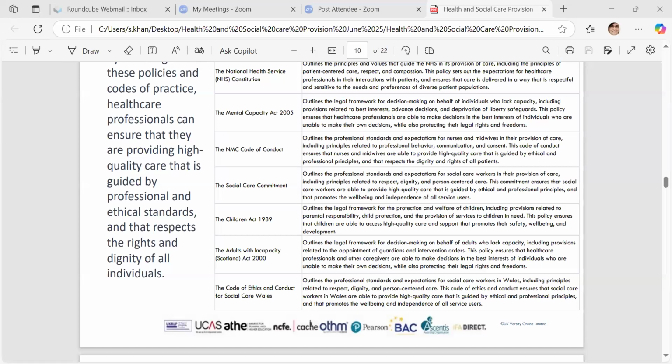So the Code of Ethics is standards and expectations from social workers in Wales, including, again, respect, dignity, and person-centered care. And the Code of Ethics ensures that workers in Wales provide high-quality, ethical care, and it's all about promoting well-being and maintaining public trust in the profession, and making sure that everyone is dealing with individuals with dignity and respect.